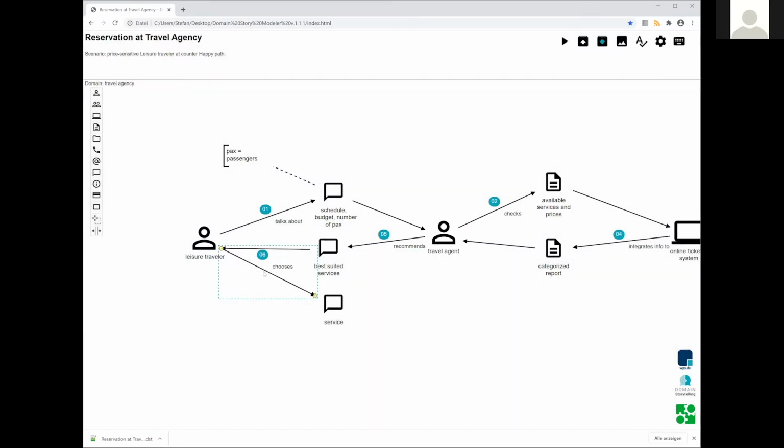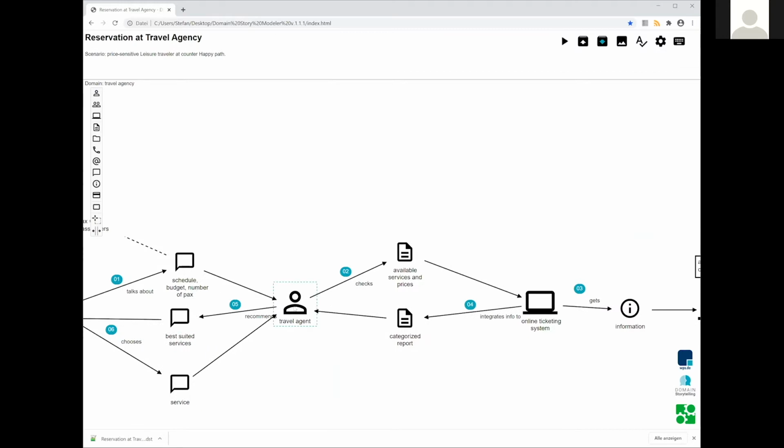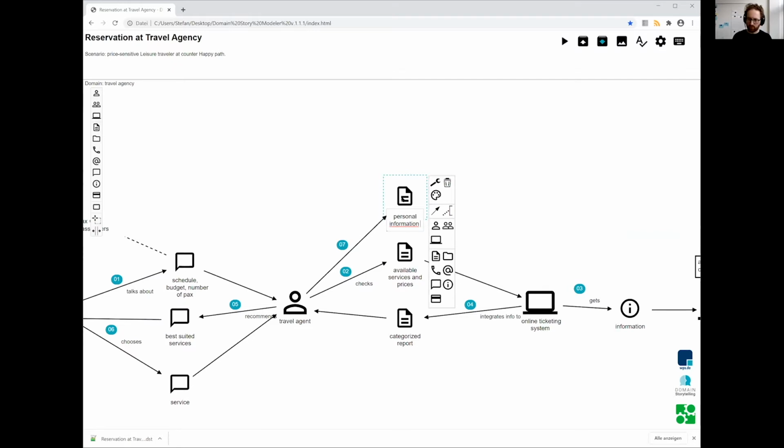Yeah, choose services. So you choose a particular service, and again, that's a conversation that's happening. Okay. Yeah, and after that, I register personal information of the traveler and his or her packs in the system again. Okay, so that looks like something that I can show with a document icon. So personal information of passenger and packs, and that goes into the online ticketing system, right?